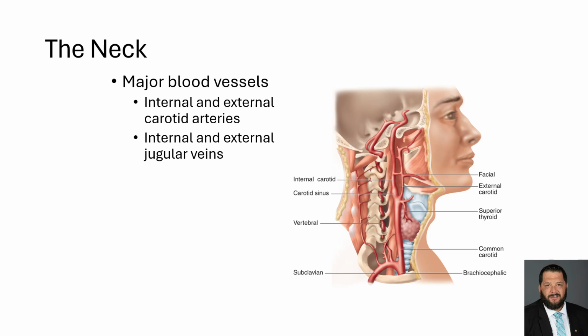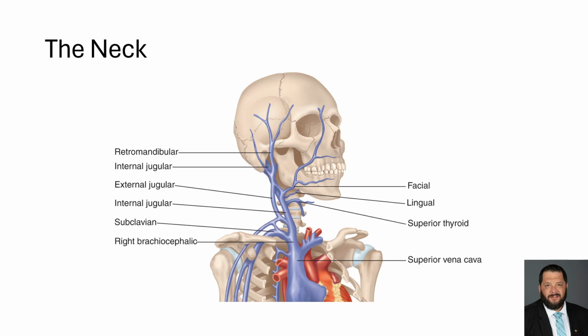Major blood vessels that are present, you've got internal and external carotid arteries, and then the internal and external jugular veins that are both present in the neck, which you can see a little bit better on this image here. You can kind of see the division of the veins and arteries there and how they move about the face and neck.